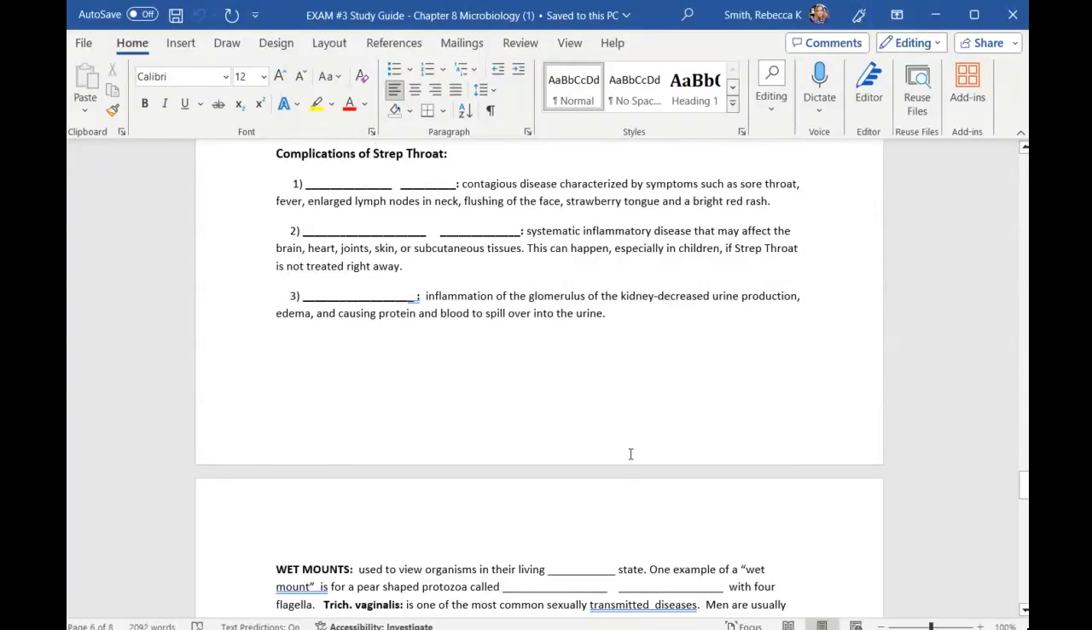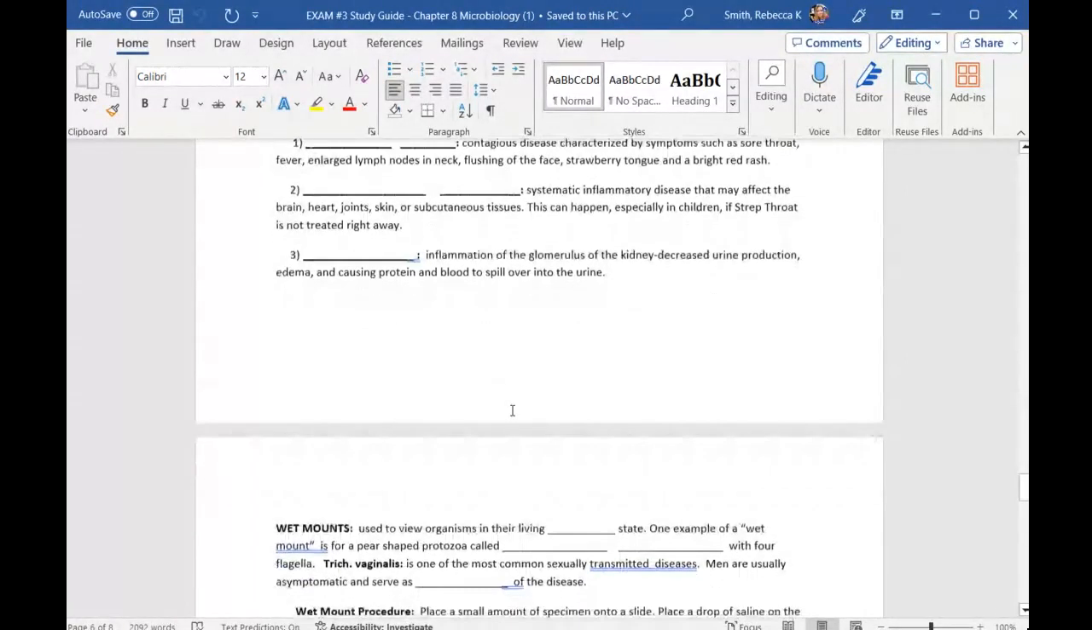So there's a lot of things that can happen if strep is not treated. I even had a student walk up to me, it was probably a year ago, last fall I would say. Her brother died of rheumatic fever from untreated strep. So it's very serious.